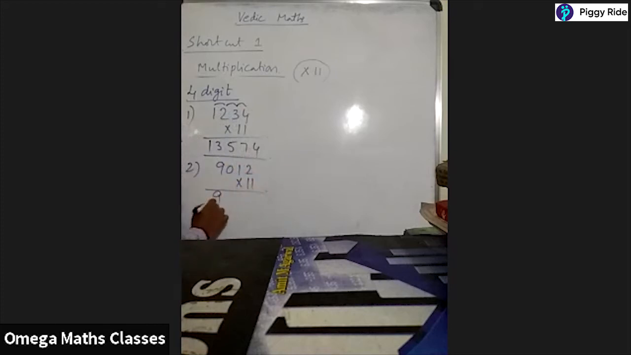So 9 plus 0 is 9 only again. 9 plus 0, 9. 0 plus 1, 1. 1 plus 2 is 3, and 2. So sometimes they will give you zeros also, to confuse, like suppose 1003 into 11. So 1 plus 0 is 1. 0 plus 0 is 0. 0 plus 3 is 3, and 3. So 11,033.